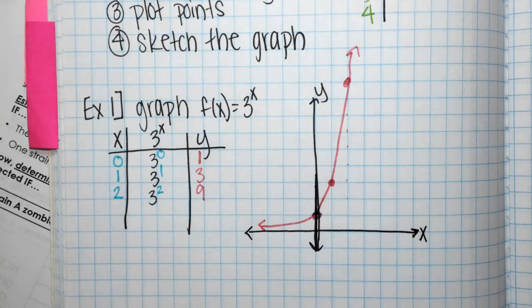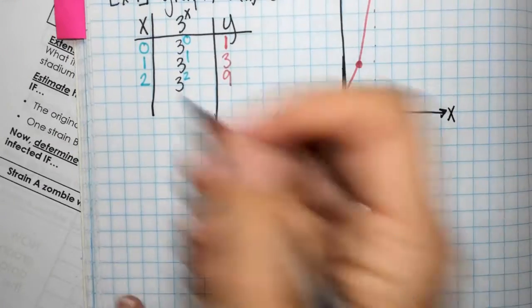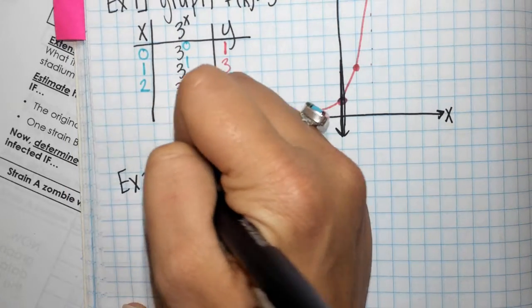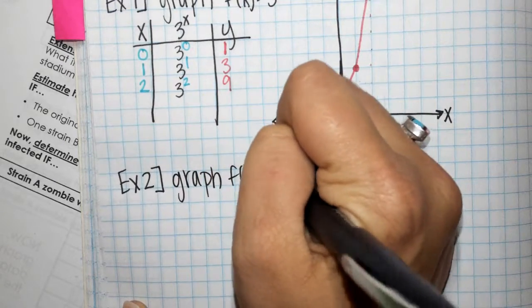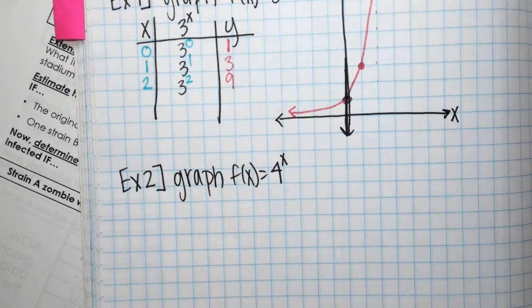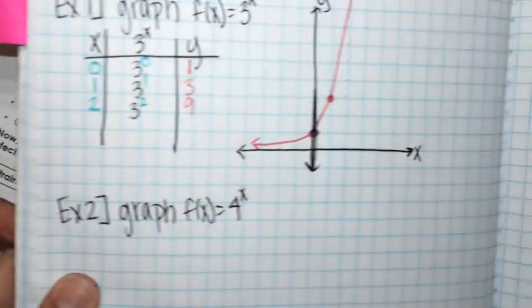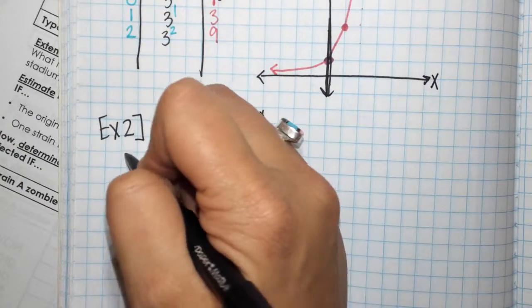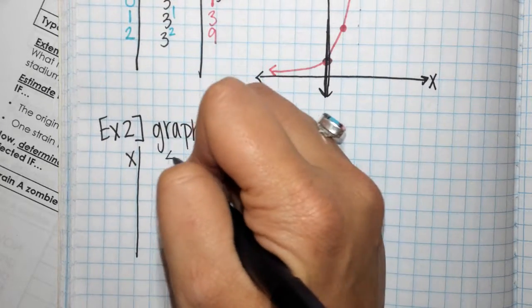Does everybody understand? Ready to do another one? Yeah. Do you want to try one without me? Okay, try it without me. All right, I want you to graph f at x equals 4 to the x power. Ooh, I want to do this one together, the first part, because I want to throw in a negative.